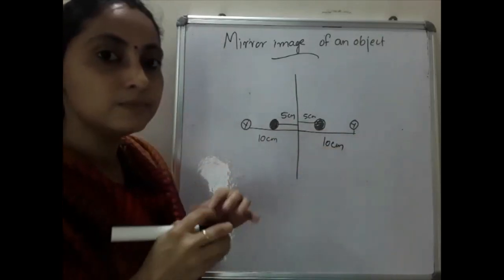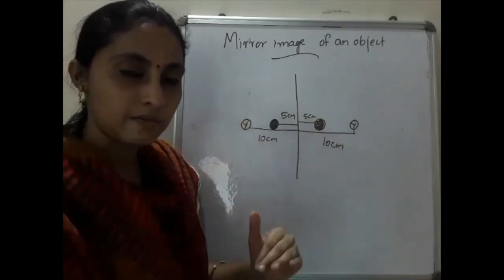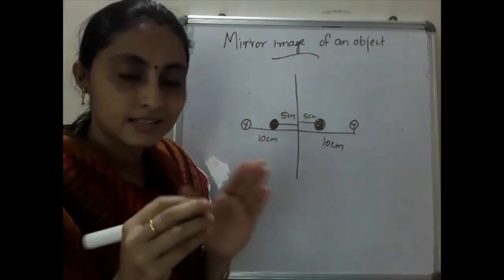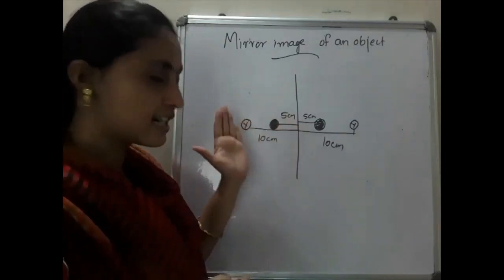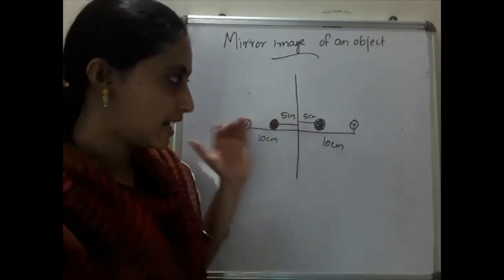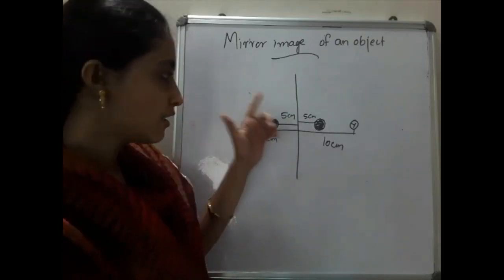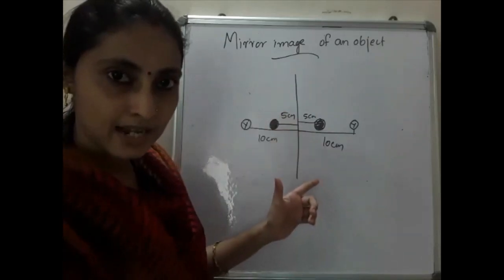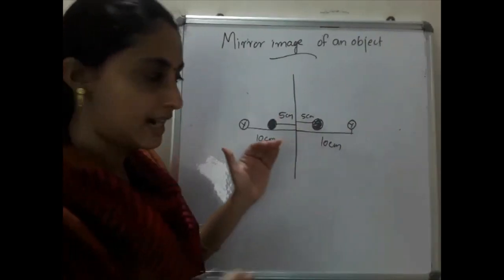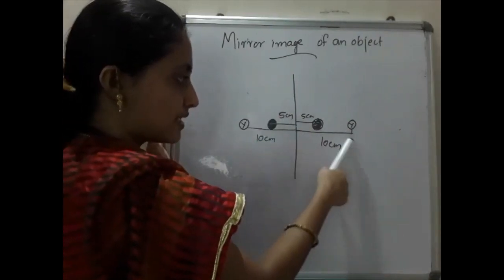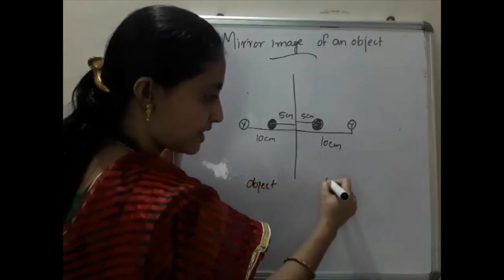When we place the mirror in front of us, our height or our weight or whatever it may be will not change. Likewise, here also we are placing 2 balls, but the distance will not change. Okay, that is the first concept: the distance of the object from the mirror is the same as the distance of the image from the mirror. This is the original object, and this is the mirror image.